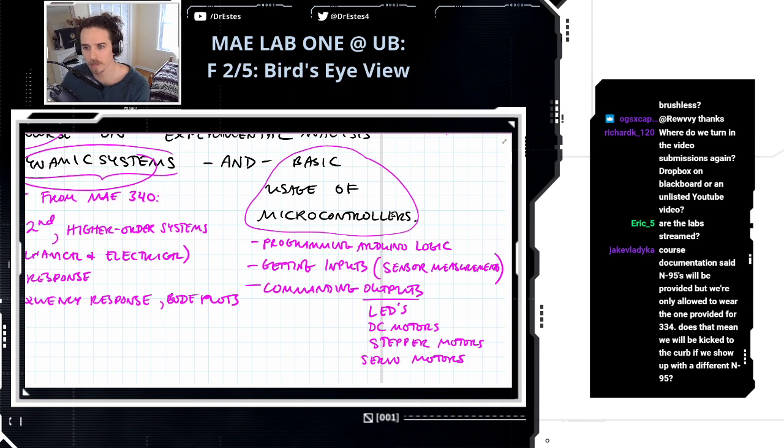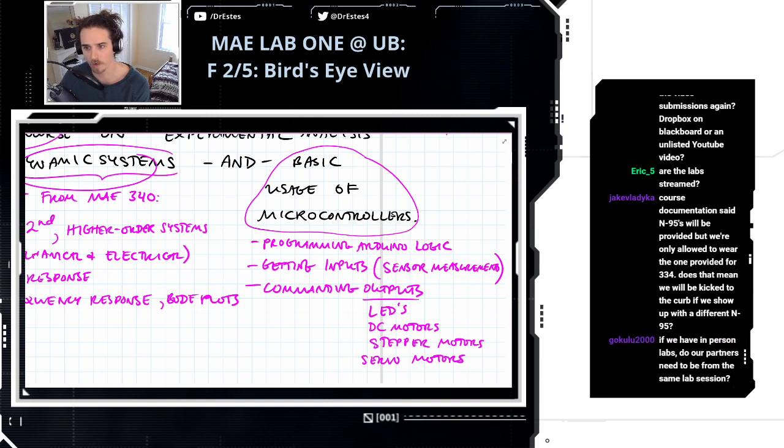I'm an on-campus student, but I think I'm signed up for online. Should I try to switch to an in-person lab? It's totally up to you. Are the motors going to be brushed or brushless? We're using a brushed DC motor.